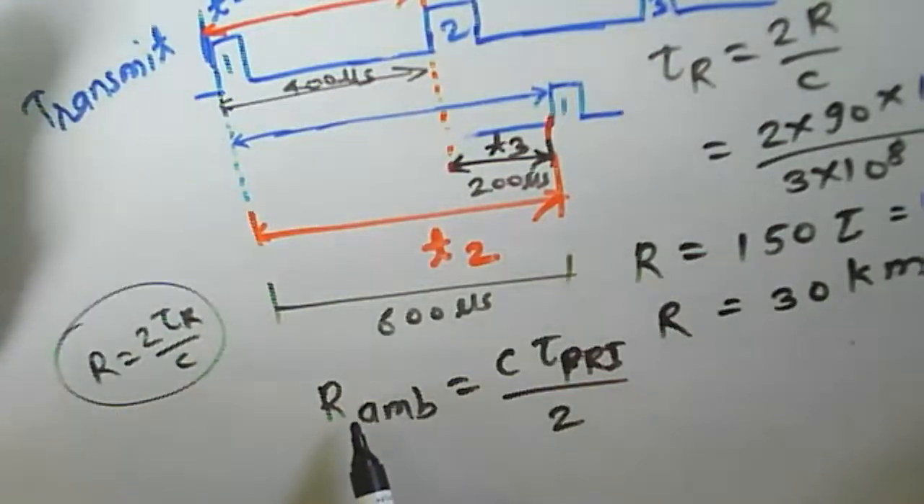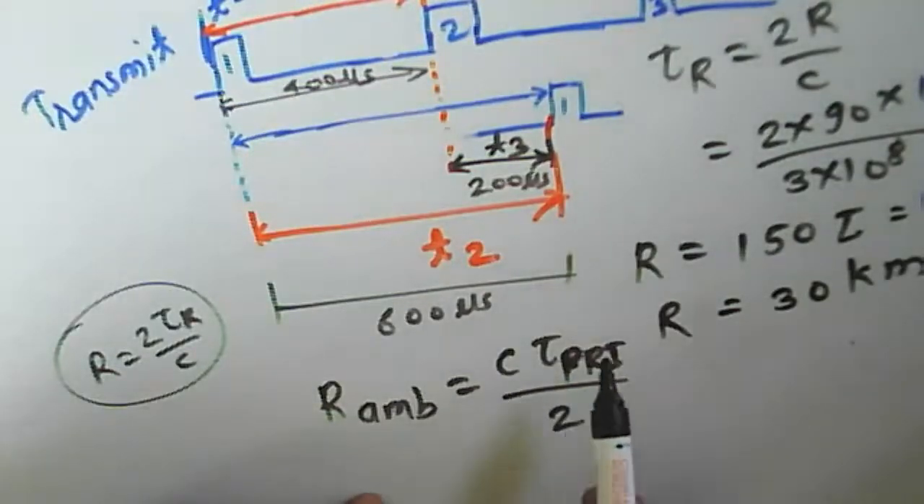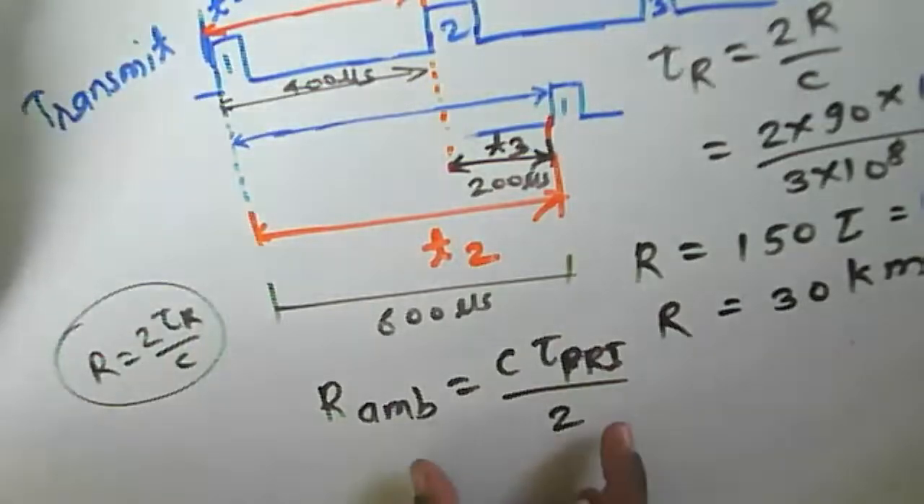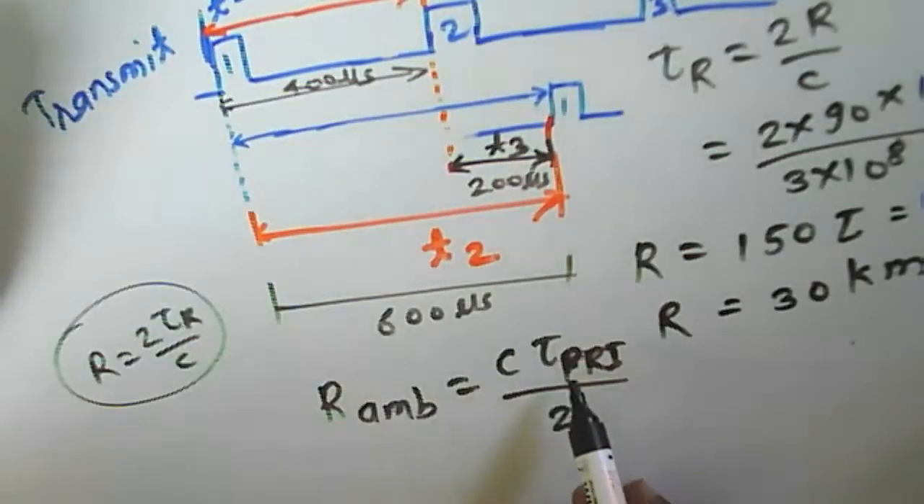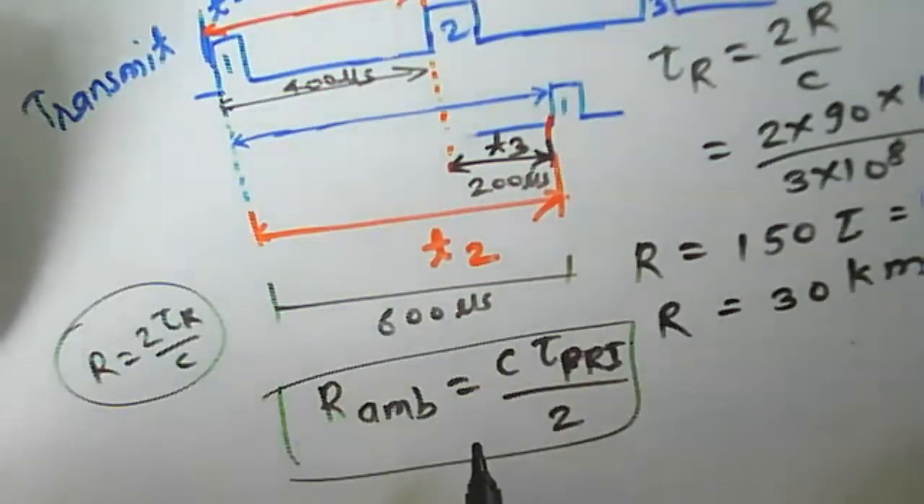But now the ambiguous range is calculated if the spacing between the pulses is tau PRI, the pulse repetition interval. Then we say that there will be the unambiguous range. That unambiguous range is what? C times tau PRI by 2 here. Okay, this is the unambiguous range.